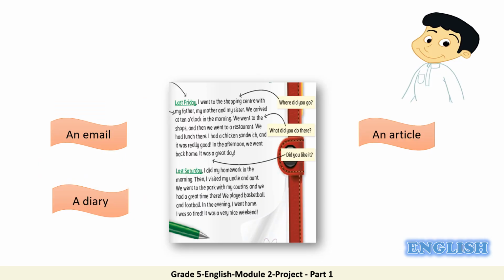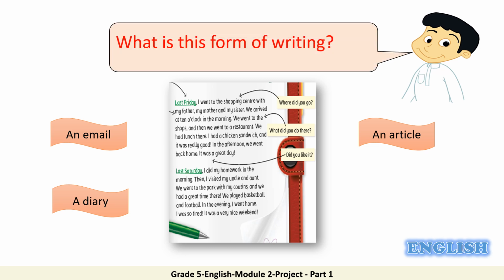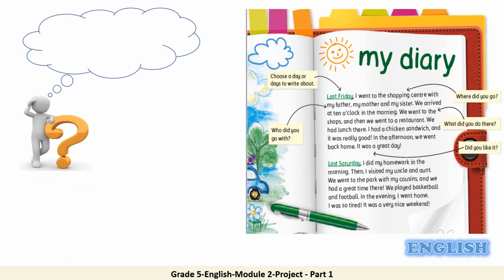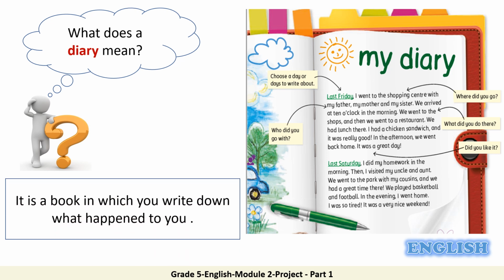Guys, pay attention here. What is this form of writing? Is it an email? A diary? Or an article? Great! It is a diary. Guys, look here. Here we have a form of diary. What does a diary mean? It is a book in which you write down what happened to you.